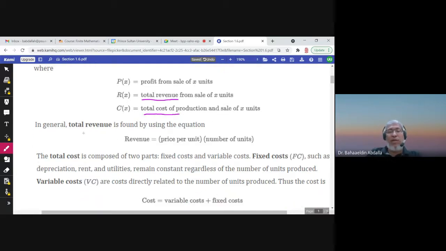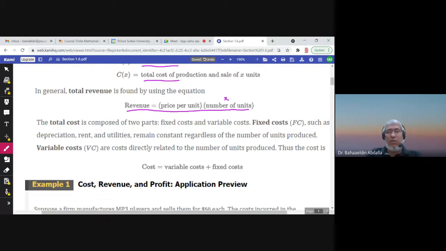How to find the total revenue R(x) itself? Multiply the number of units X by the price per unit. So for example, if you produce 10 units, each with price 100 riyal, 10 times 100, your revenue would be 1000 riyal. The total cost usually is composed of two parts.